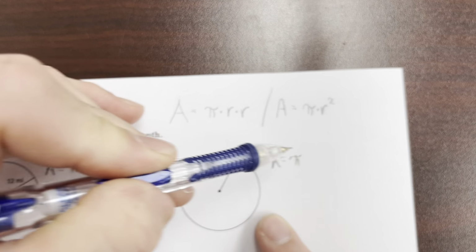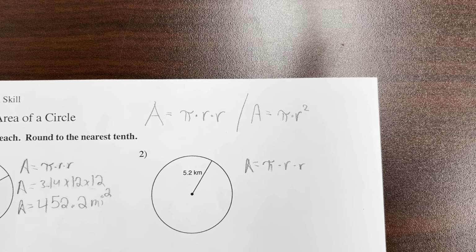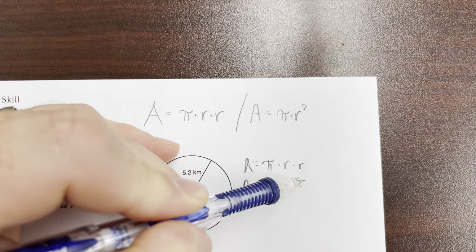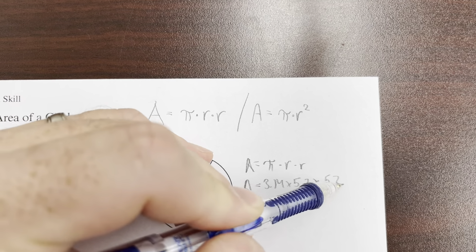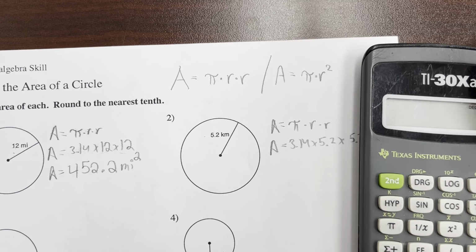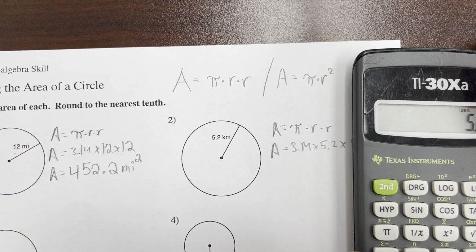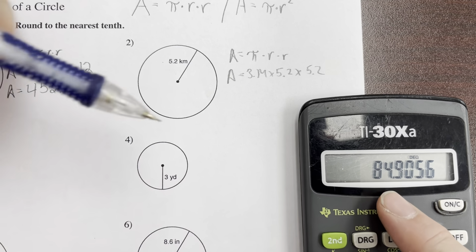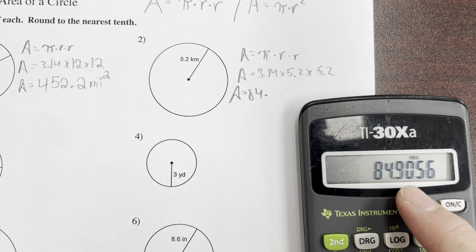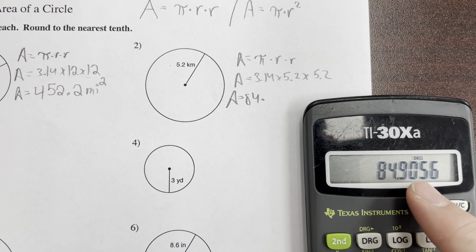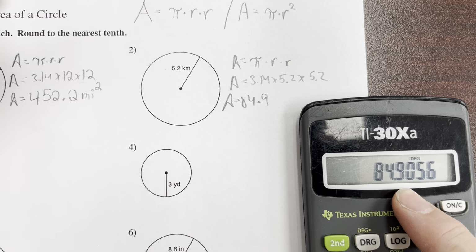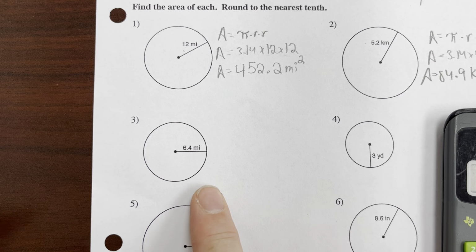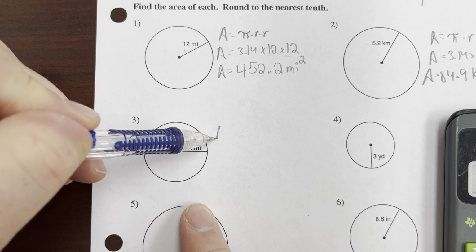area equals pi times r times r. Area equals 3.14 times 5.2 times 5.2. Plug that in here, 3.14 times 5.2 times 5.2 equals, lots of decimals on this one. So it's going to be 84 point, it's either going to be 9 or it's going to round up to 85. Beside the 9 is a 0, so that 9 stays a 9. And it's kilometers squared.